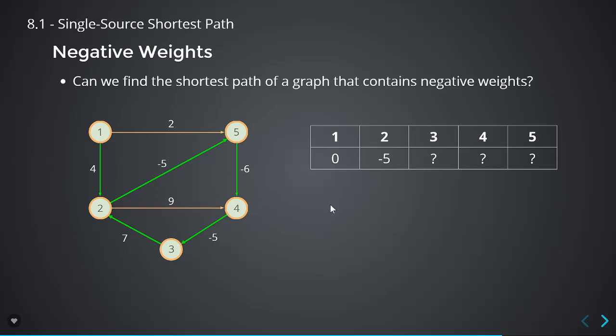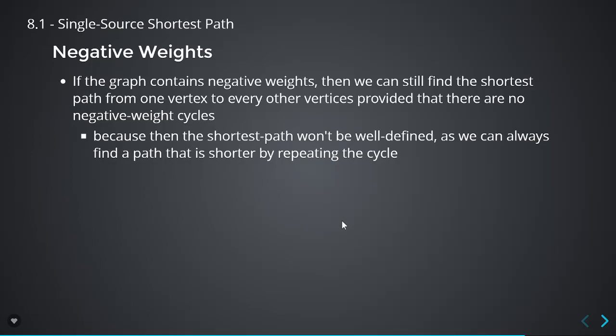Well, you can probably argue that you're not allowed to use the same edge twice. But even then, if you have a cycle where the total weight is negative, that will still give you problems with the other kind of algorithms. So what we're going to say is, if the graph contains negative weight, can you find the shortest path? Yes. But if there is a negatively weighted cycle in the graph, then the shortest path will not be well defined.